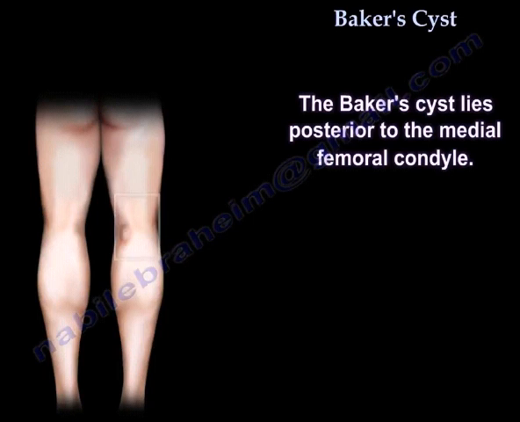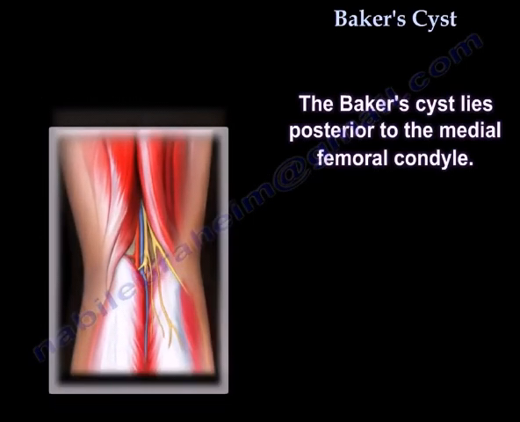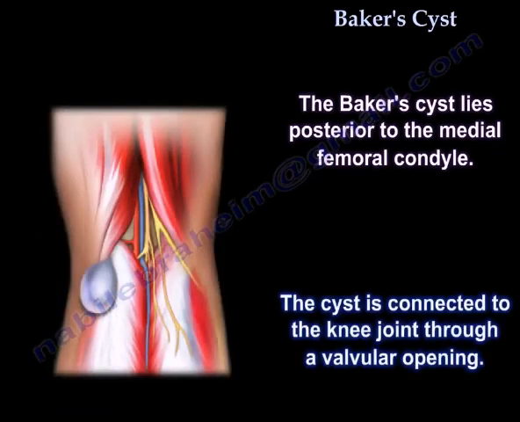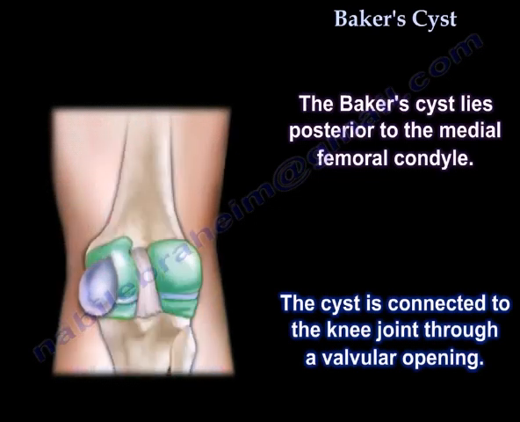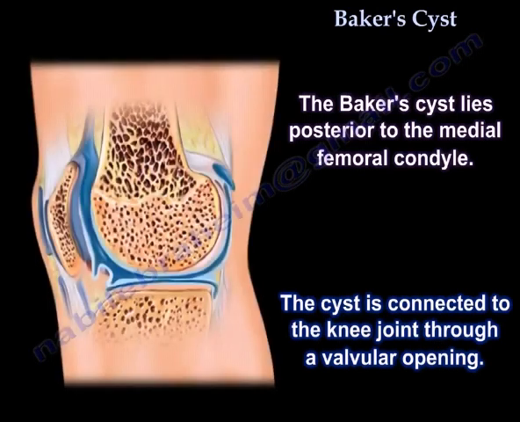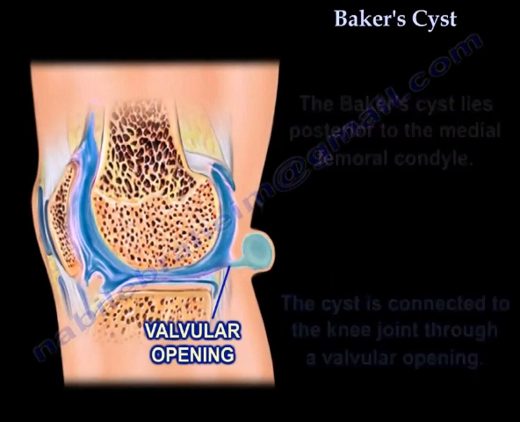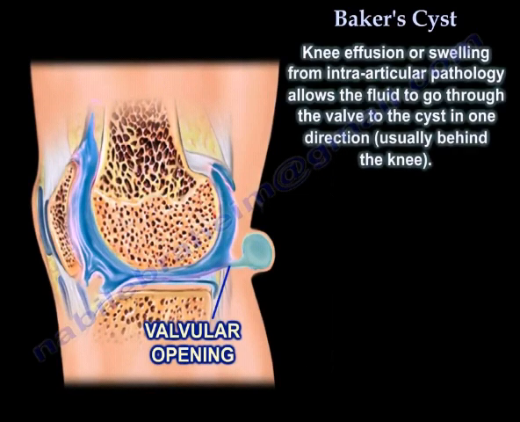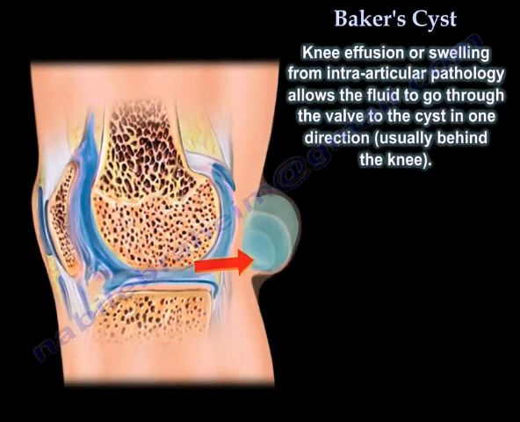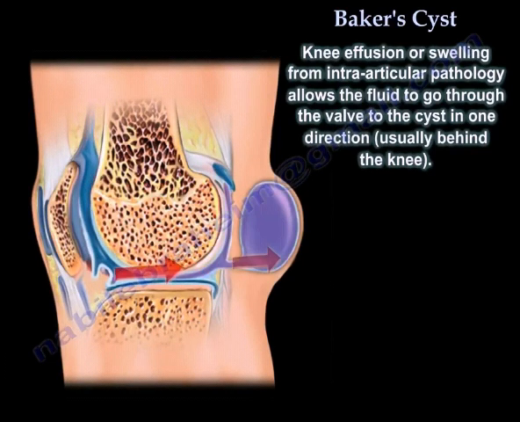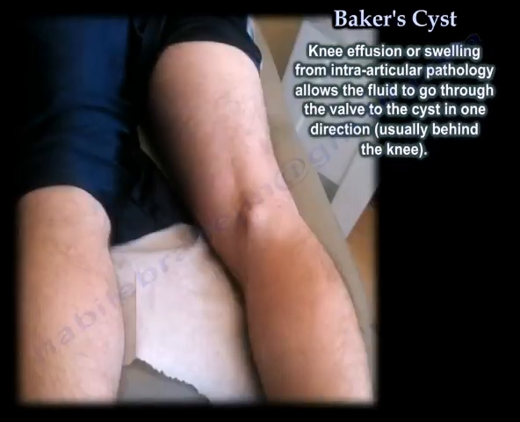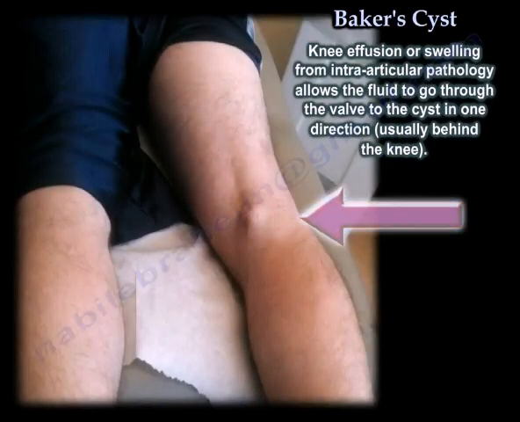The cyst lies posterior to the medial femoral condyle, and the cyst is connected to the knee joint through a valvular opening. Knee effusion or swelling from intra-articular pathology allows the fluid to go through the valve to the cyst in one direction, and that direction is usually behind the knee.